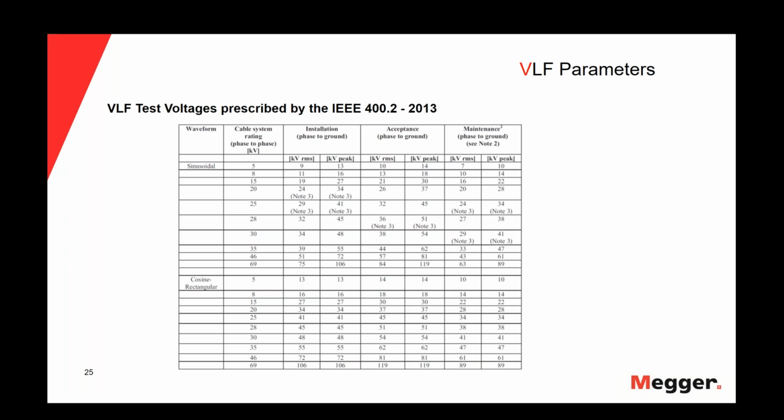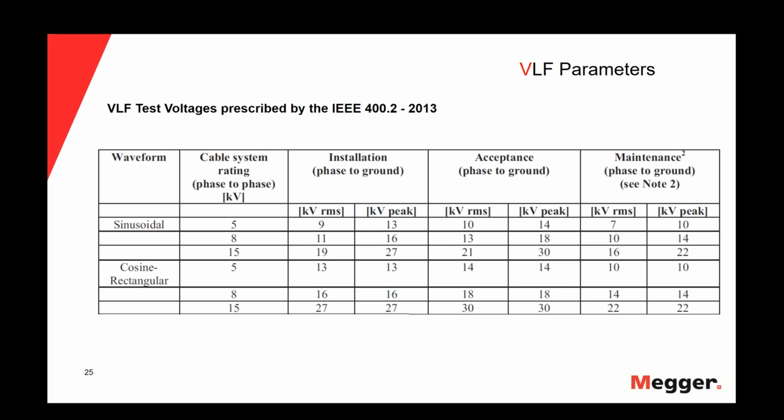Now, talking of the test voltages prescribed by the IEEE 400.2, depending on what kind of technology we are using, if we're using a sinusoidal wave shape or a cosinus rectangular wave shape, we will have different voltages in the IEEE 400.2. Just to show you the difference between the two technologies, for the same rated cable, 15 kV, for an acceptance test doing a sinus VLF test, we'll apply 21 kV RMS, which means 30 kV peak. In the case of the cosine rectangular, the RMS and the peak voltage are the same. For this reason, we have 30 kV.